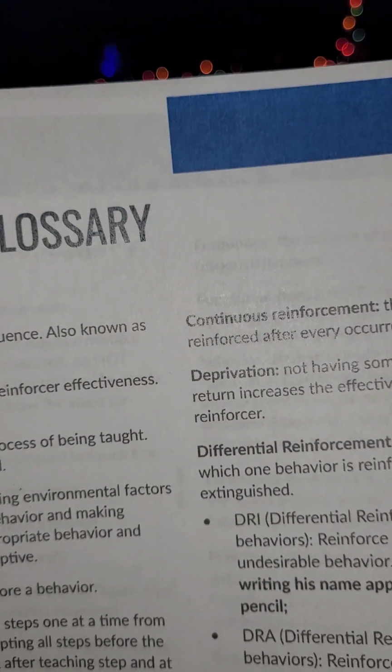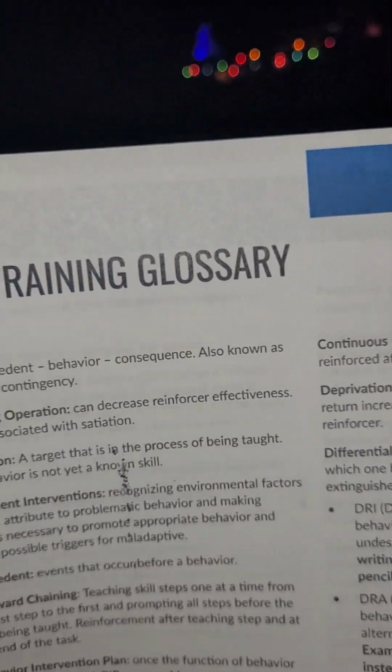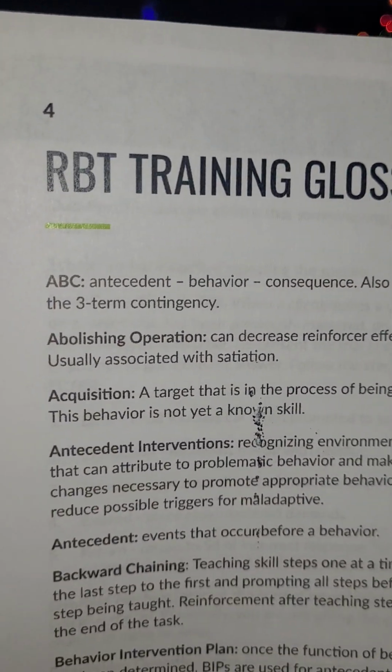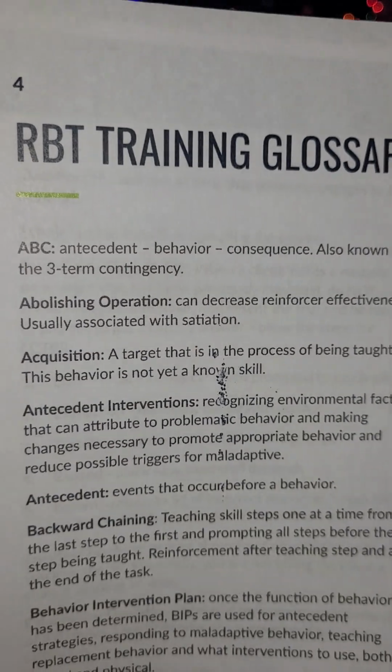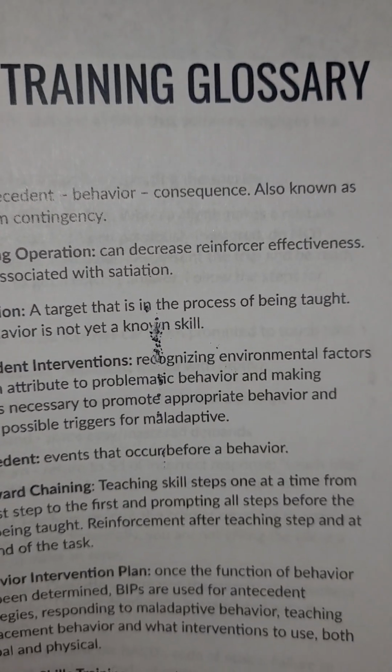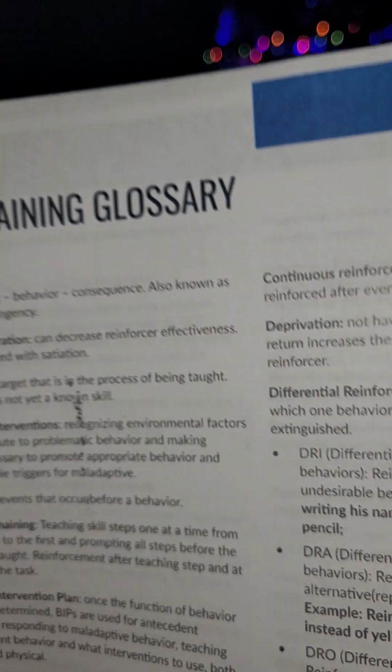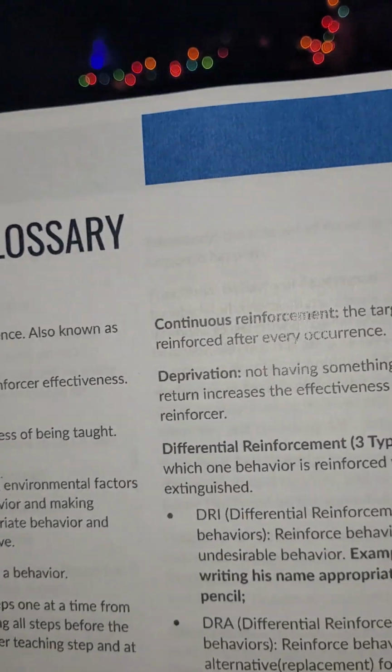ABC, antecedent, behavior, consequence, also known as the three-term contingency. Abolishing operation can decrease reinforcer effectiveness, usually associated with satiation.